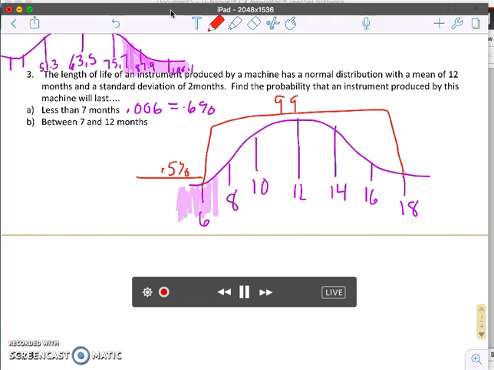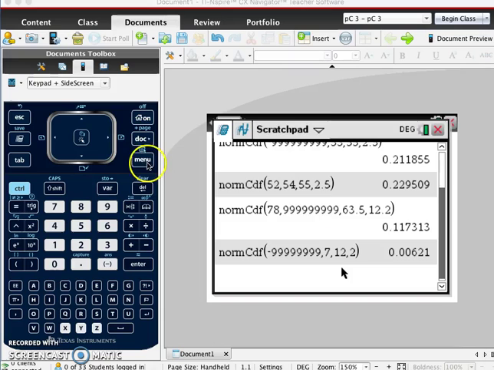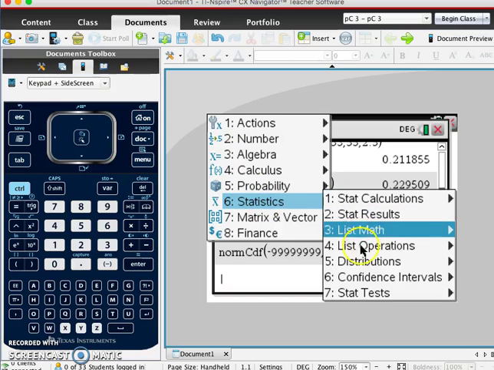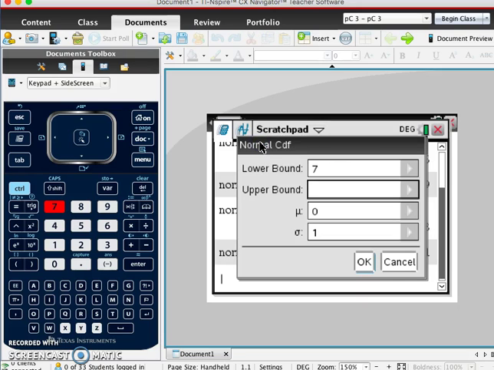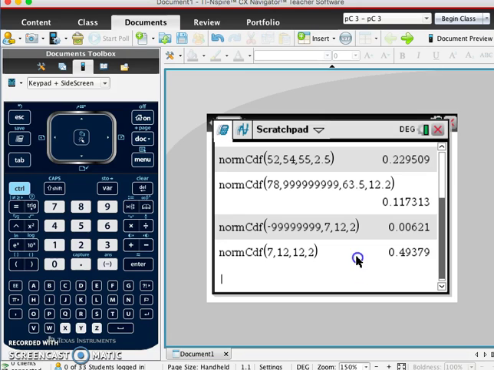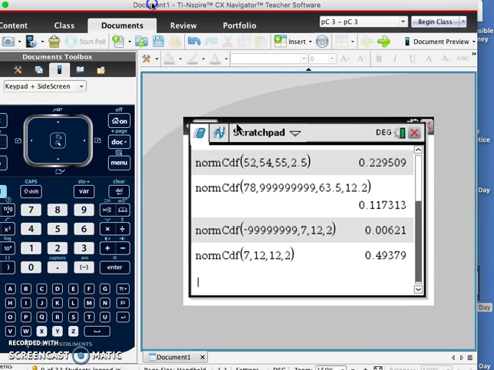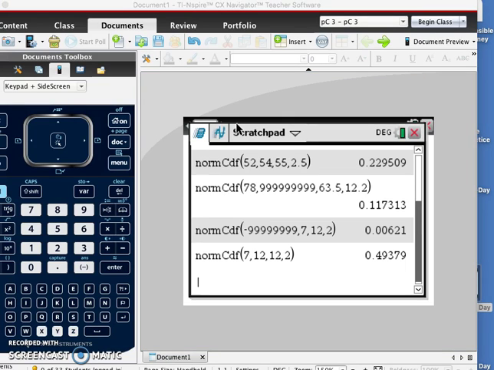Okay, and then the last one here, between 7 and 12. So between 7 and 12 is right there. So again, this is another calculator. Menu, statistics, distributions, normal. So between 7 and 12, the mean is 12, standard deviation is 2. So we have 49.4%. So you can write down 49.4 for that one. And then we should be good.